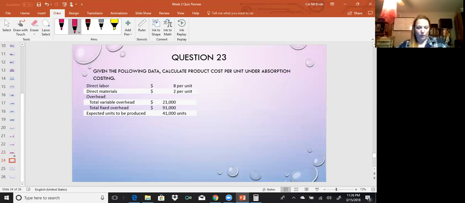24. Easier. Okay, for 24, we just want to calculate, this is nice and straightforward, cost per unit under absorption. So under absorption, we include fixed overhead, but we want to know cost per unit. So we know our direct labor is $8 per unit. Our direct materials is $2 per unit. We're given total variable overhead and total fixed overhead. And we expected units produced 41,000. So we have to take the 21,000 divided by the 41,000 to get the per unit amount.